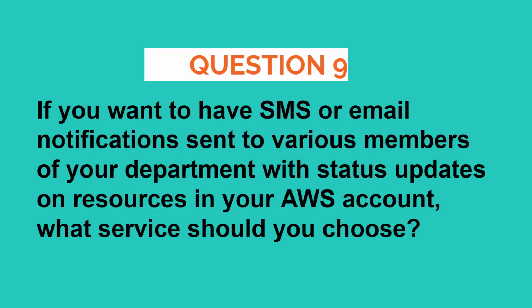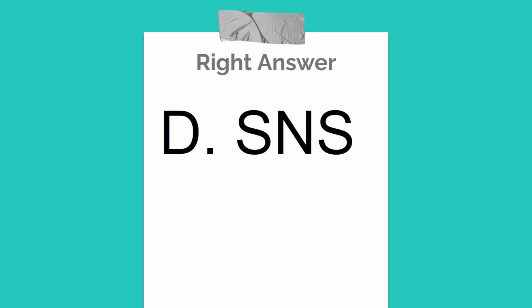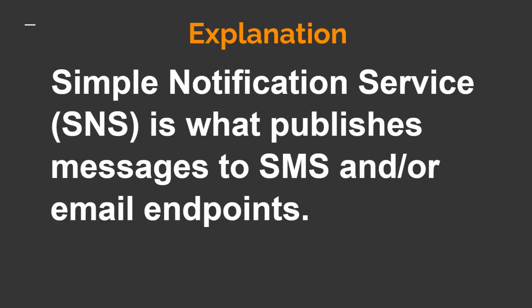Question 9. If you want to have SMS or email notifications sent to various members of your department with status updates on resources in your AWS account, what service should you choose? Option A. SDS, B. RDS, C. Get SMS, D. SNS. Answer: D. SNS. Explanation: Simple Notification Service, SNS, is what publishes messages to SMS and/or email endpoints.